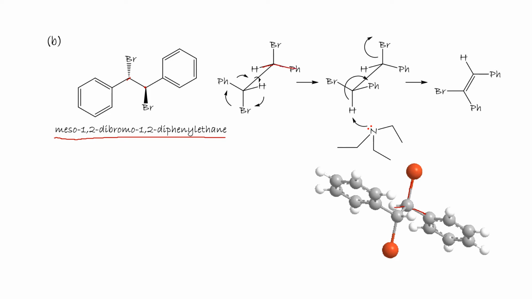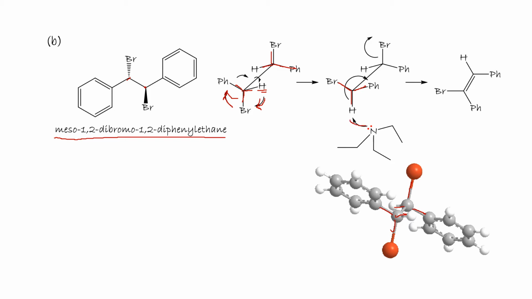Hydrogen, phenyl, Br. In front, you have H on the right, phenyl on the left, Br down. Br, phenyl, hydrogen. We need the hydrogen to be anti-coplanar to Br, so we have to rotate the carbon-carbon bond. The phenyl will be on the right, Br will be on the left, and hydrogen will be down, anti-coplanar.